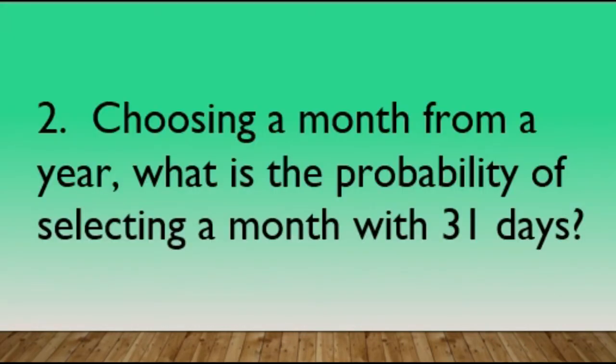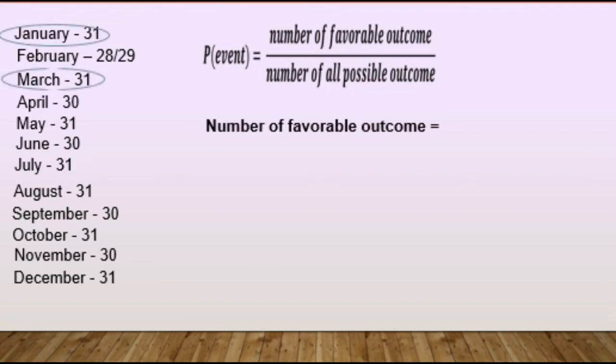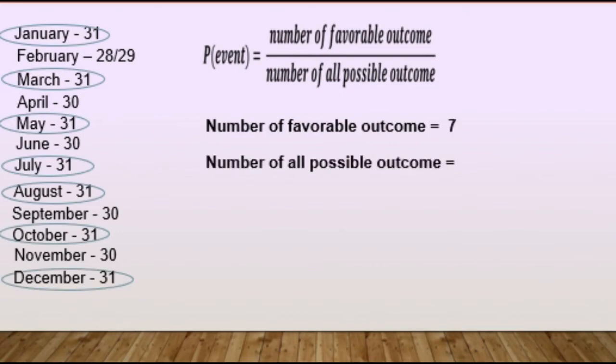Second, choosing a month from a year. What is the probability of selecting a month with 31 days? So here is the list of months with the total number of days. Since we are only referring to months with 31 days, the number of favorable outcomes is, we have 1, 2, 3, 4, 5, 6, and 7. So that is 7. And for the number of all possible outcomes, we have 12 months. So that is 12. So P of a month with 31 days is equal to 7 over 12.